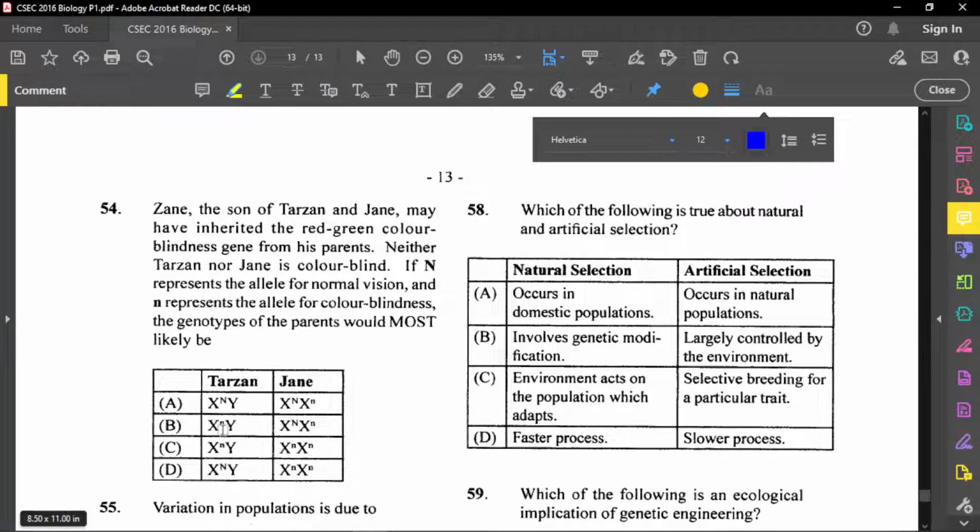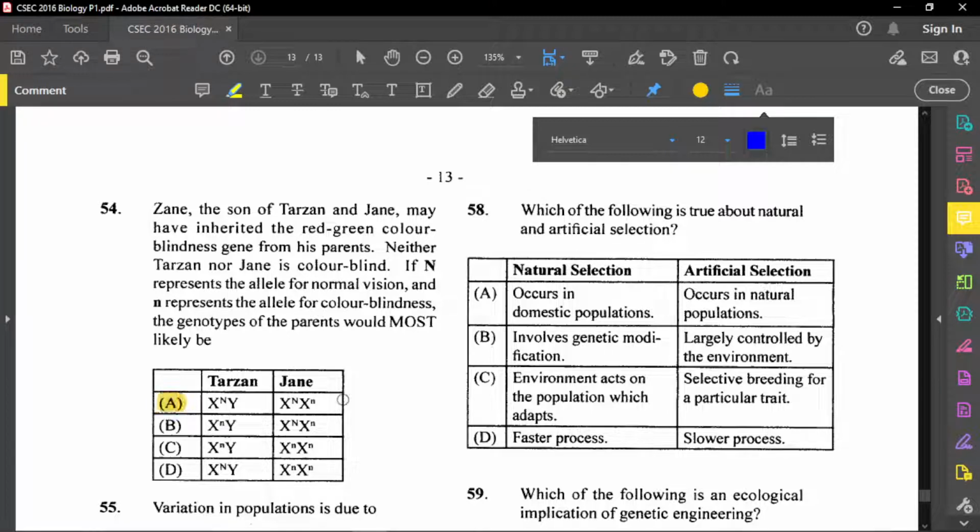Now, if X is lowercase n, and that means Y is also lowercase n, that means Tarzan is colorblind. Remember the statement says none of them are colorblind. Jane is not colorblind here, but Tarzan is. All right, let's go to C. Tarzan is colorblind, Jane is also colorblind. That can't work. D is saying that Tarzan is not colorblind but Jane is colorblind, because two lowercase n's mean that person is colorblind. Without the letter at all on the Y, that means it is a recessive-carrying chromosome. So it's an X-linked condition. And so A is the answer, definitely sure.